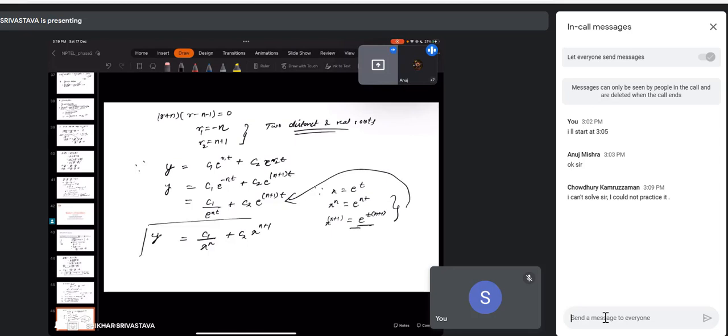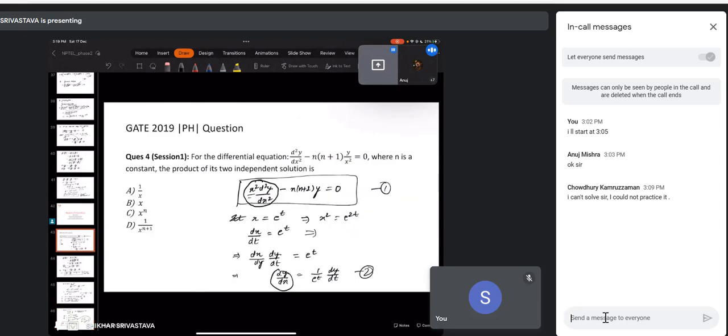So this is your final solution. The final solution is a linear combination of two independent solutions. The first one is 1 upon x^n, and the second independent solution is x^(n+1). Now in the question they have asked what is the product of these two independent solutions.